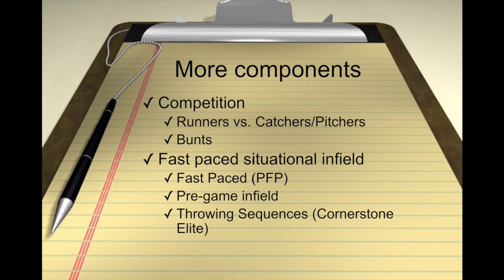Next component, we create some kind of competition. This sometimes comes right after throwing. Sometimes it comes a little bit later on. We're going to either do a challenge. We're going to do a tactical game. We're going to do something that gets players competitive and shows them what it's going to be like in a game. We also have fast-paced situational infields, which may be our fast-paced PFP. It may be our pregame infield, outfield. It may be our throwing sequences, something along those lines. It's going to get our players moving quickly. It's going to get them up-tempo, and it's going to get them better.